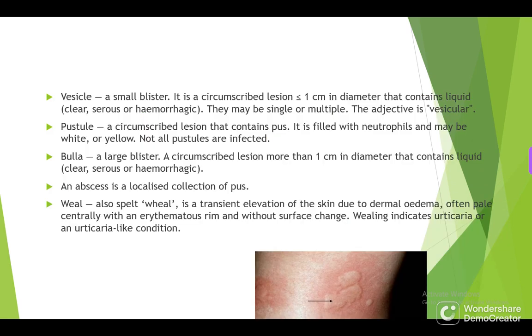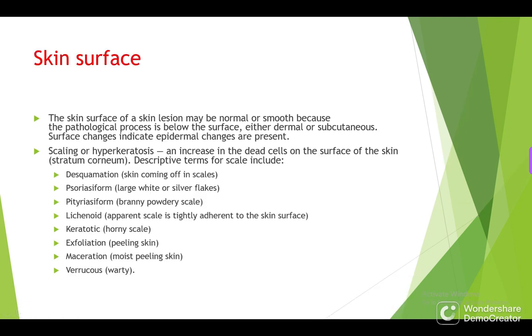So the vesicle, you know what the vesicle is, and the pustule, and the bulla, and the abscess. It is a localized collection of pus. It may be a wheal, also spelt weal. It is an elevation of the skin due to dermal edema, often paler, with a central erythematous rim, and without surface change. Wheals indicate urticaria or an urticaria-like condition, or other allergic conditions. The skin surface should be described.